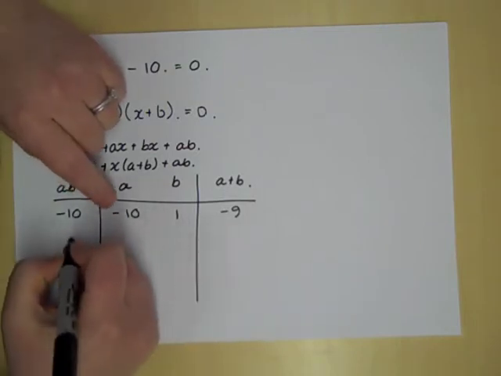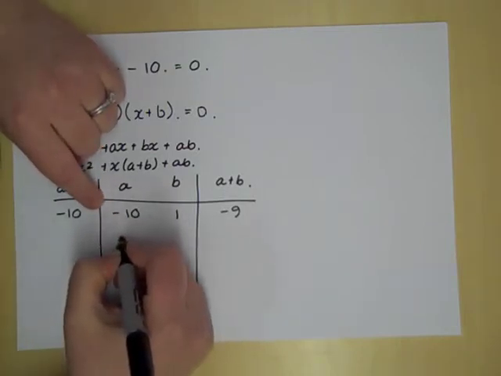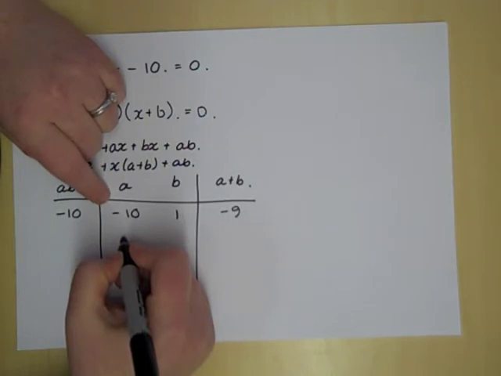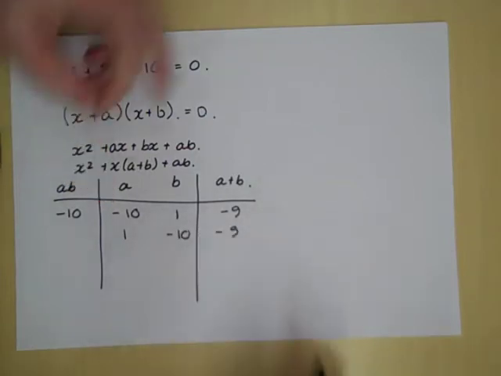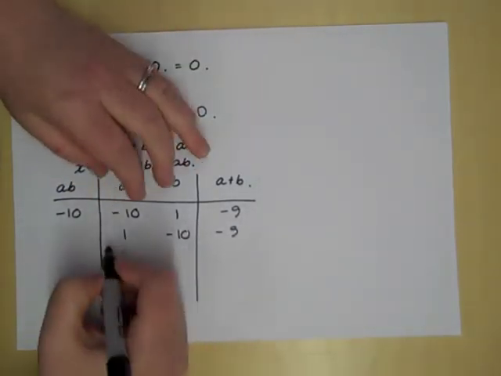I can have that A is equal to 1 and B is equal to minus 10. That'll get me that same minus 9. So clearly that's not working.